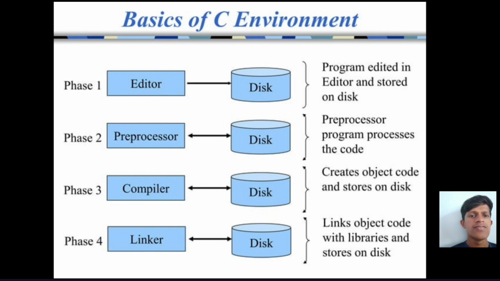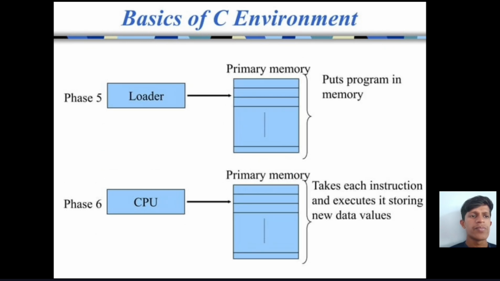Next, let us see the phases, how the program is saved and compiled in C. First phase, editor and disk. The program edited in the editor is stored on the disk. Second phase, preprocessor. The preprocessor processes the code. Third phase, the compiler creates object code and stores it on disk. Phase 4, the linker links object code with libraries and stores it on disk. Phase 5, the loader puts the program in memory. Phase 6, the CPU takes each instruction and executes it, storing new data values.